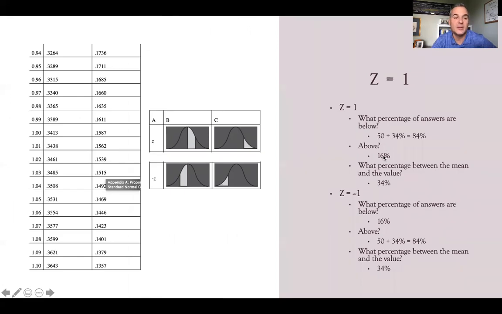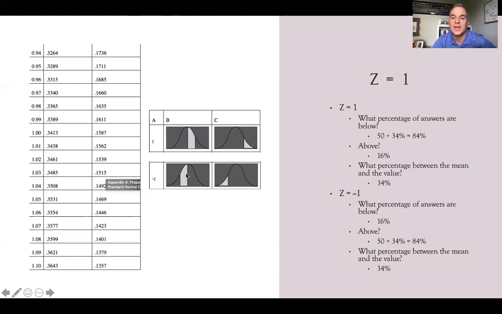How many are above Z equals 1? Well, we can see right here, it's just under 16%. And then what's the percentage between the mean and the value? We see here it's 34%. Now, what we see here is that this only gives us positive numbers of Z. If we use negative values of Z, we get just the opposite.